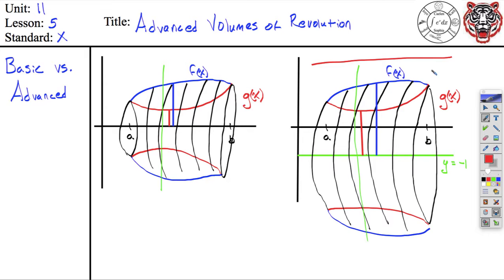Let's back up and really understand. If I'm rotating around this line right now, my top is now g of x, because g of x is going to be on the outside when revolving around this line. Oh, so it's like outside minus inside. It's going to be outside minus inside now.